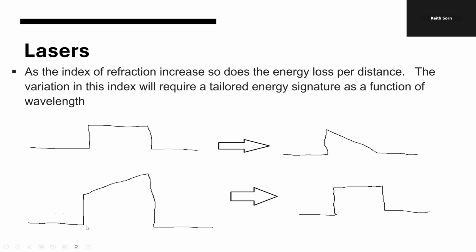So what we need to do is tailor our pulse before it goes into the piece of fiber so that there's more energy at the higher wavelengths. So the end pulse at the end is what we want.